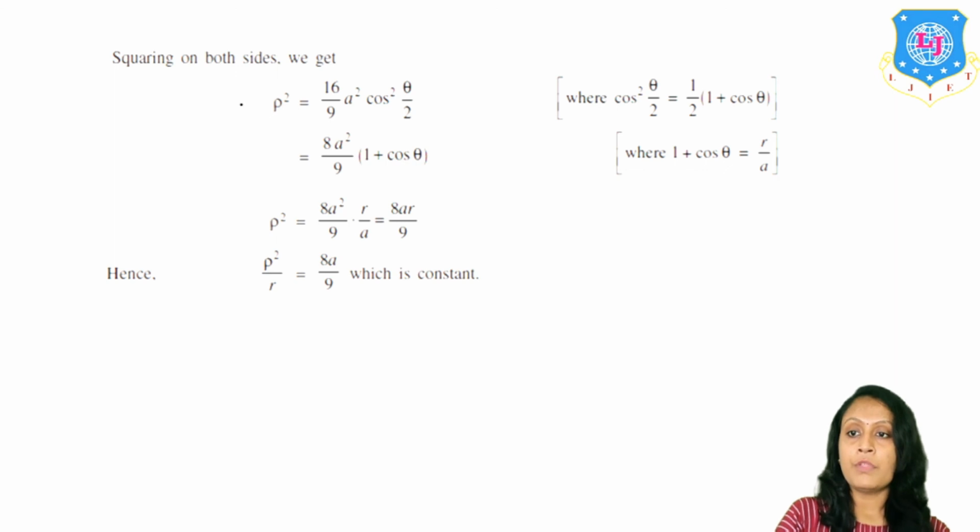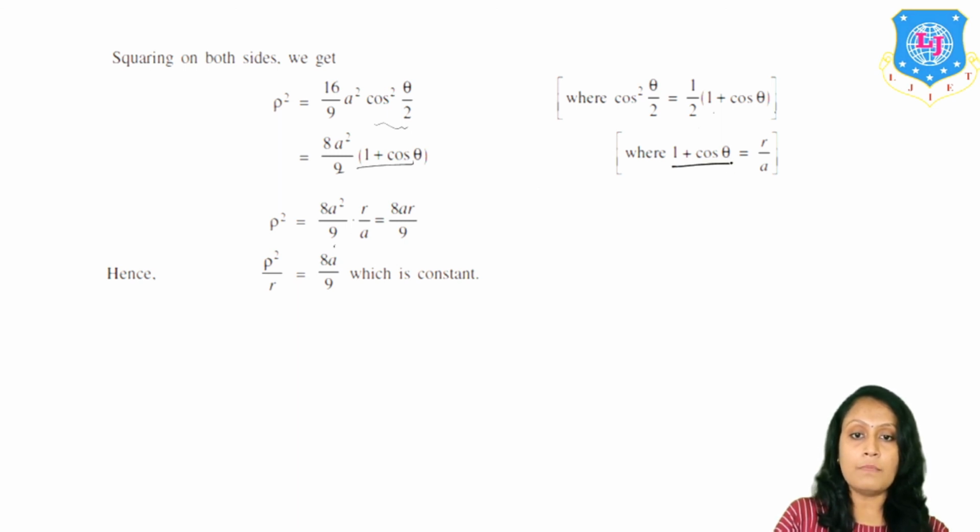Now what we will do is square it on both sides. So rho square will be 16 upon 9 a square cos square theta by 2. Now simplify this. This cos square theta by 2 we will write as 1 by 2 into (1 plus cos theta), so (1 plus cos theta) upon 2. So here we have 8 a square upon 9.